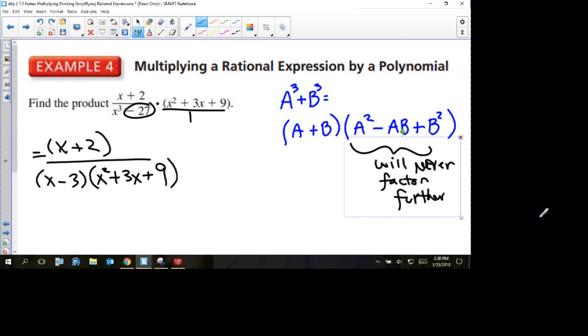So you don't have to waste your time trying to factor that trinomial because it's not going to factor further, which is kind of convenient when you look ahead at our other fraction.